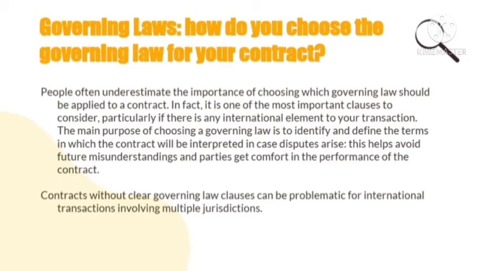Halimbawa, may company owned by Thailand, then it will make contract with a company in the Philippines. So there are two parties involved which have different laws and different legal approaches. So kailangan pumili ng gagamiting law sa contract to avoid confusion that leads to misunderstanding. So yun na yung magiging governing law ng contract. Contracts without clear governing law clauses can be problematic for international transactions involving multiple jurisdictions.